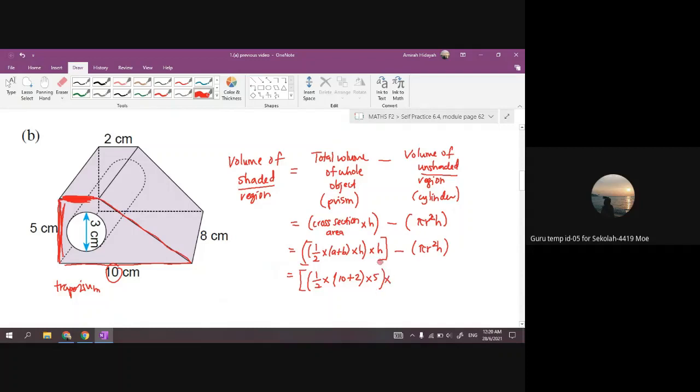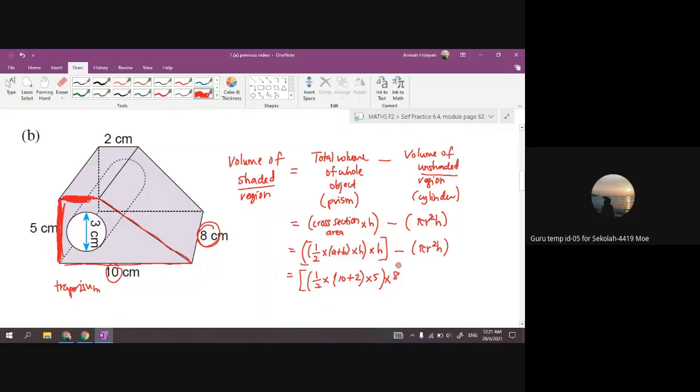And then times height of trapezium. Okay, do not get it wrong. This 5 is not the height for the trapezium. This 5 is not the height for the prism, but it is the height for the trapezium. So the height of the trapezium is actually 8. This 8 is not the length of the prism, but it is the height, because if you stand the prism up, this 8 becomes its height, right?